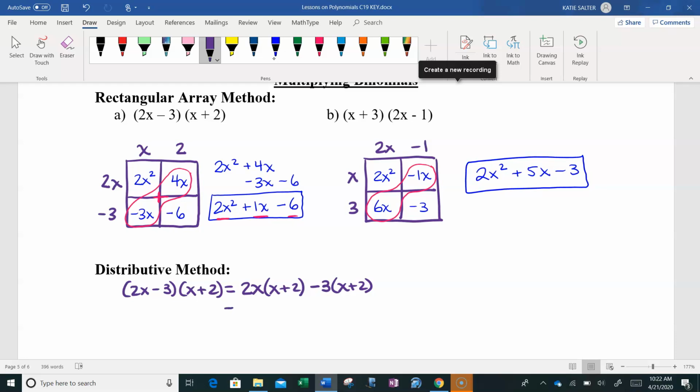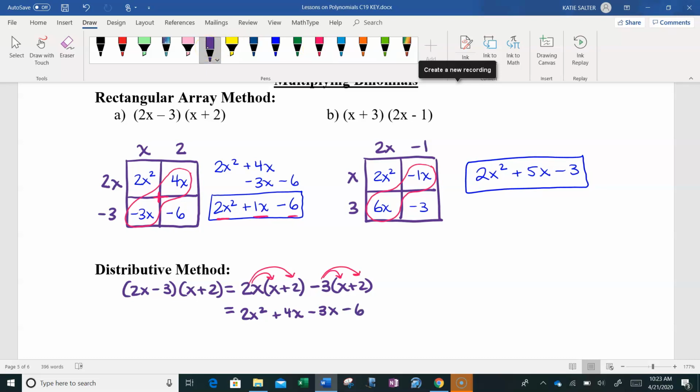All right, so from there, you just distribute. So we have 2x times x, which is going to give us 2x squared, and then 2x times positive 2, which is 4x. Then when I come over to the next part, I'm going to distribute the negative 3. Make sure you take the negative with your 3. So negative 3 times x is negative 3x. And negative 3 times positive 2 is negative 6.